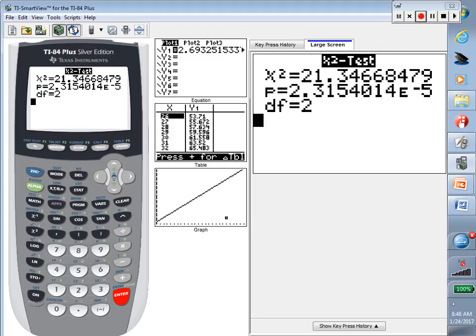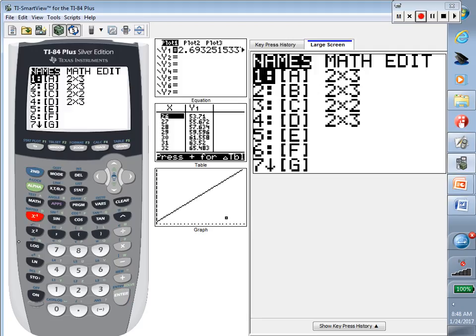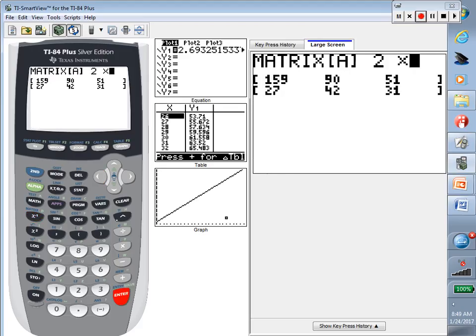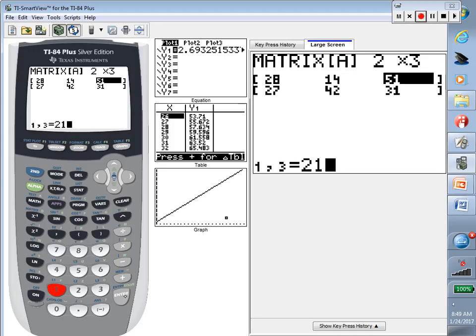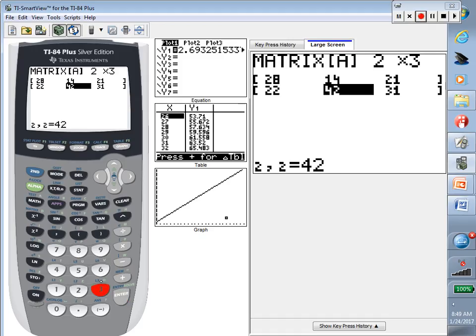We go to second. It's the little X inverse key for matrix. Edit. Still have a 2 by 3. We have 28, 14, 21, 22, 36, and 29. And the nice thing is when you enter these values in, it's really easy.